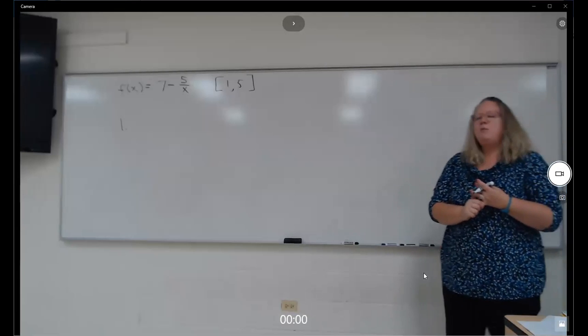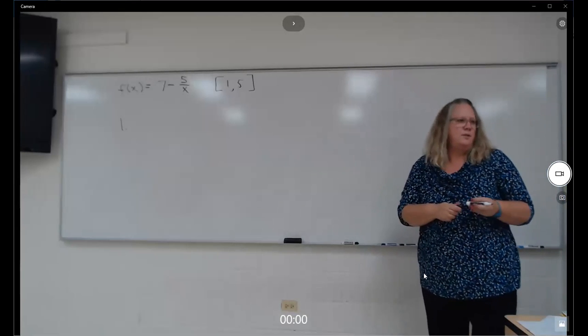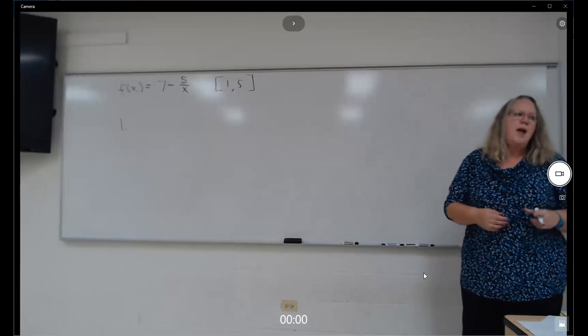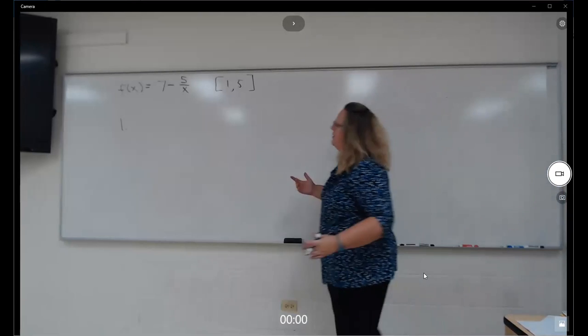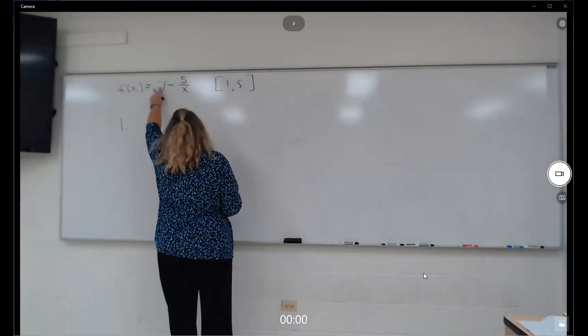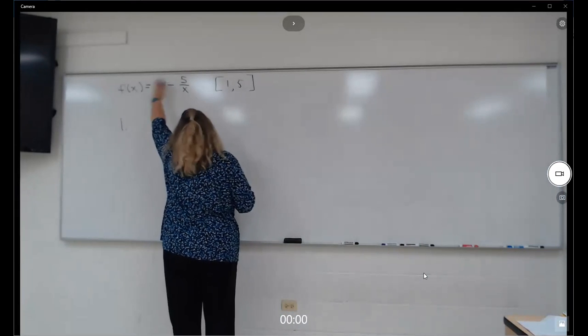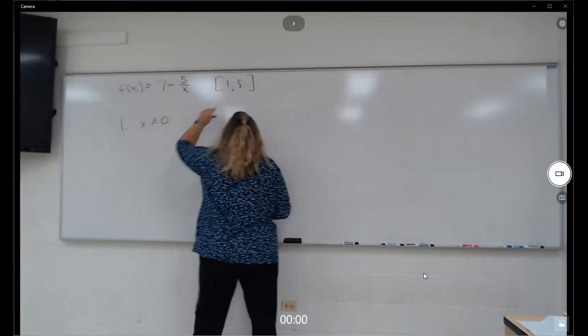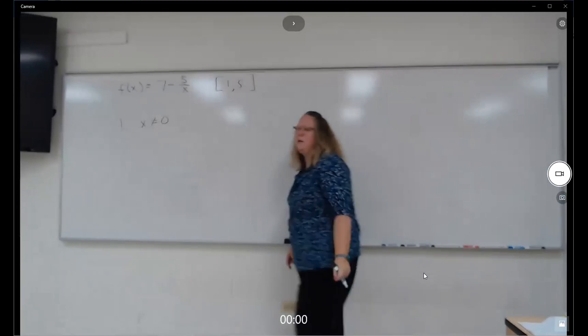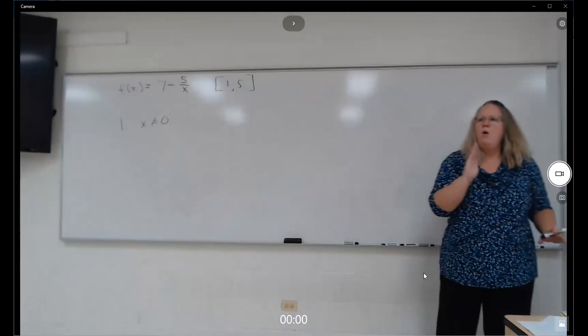This is good. We've got to know where there's a problem. The problem is when x is 0. When x is 0, we get undefined. That's an issue. We can't do undefined. We can't do 7 minus undefined, so it doesn't even matter if there's more. x cannot equal 0. Is that okay? Absolutely, because we're going from 1 to 5.